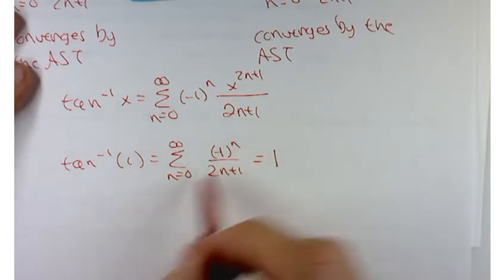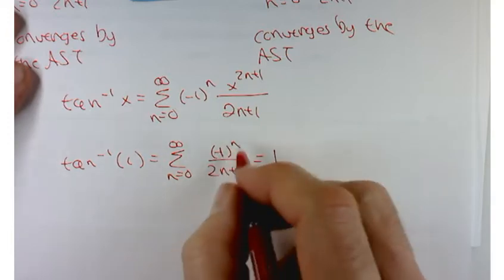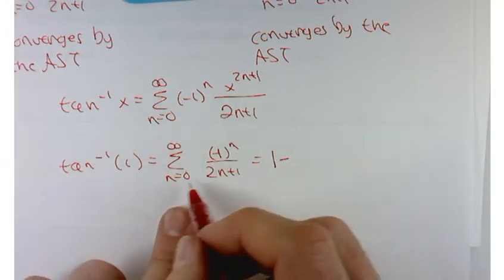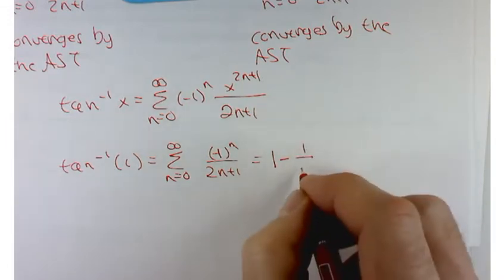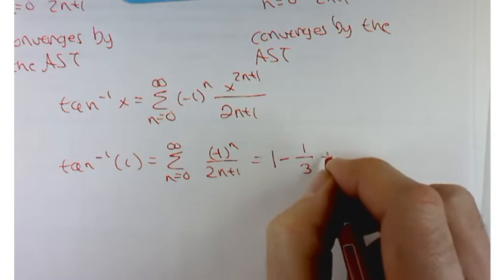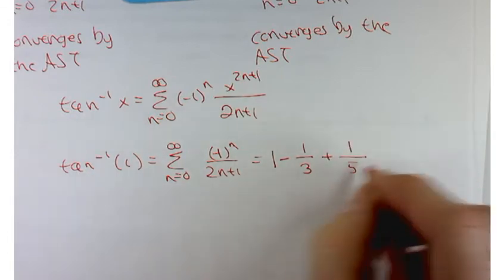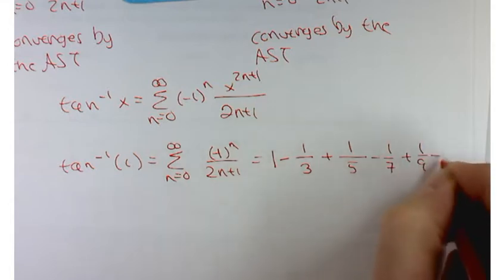Well, at n equals 0, you get this to the 0 power divided by 1. So 1 divided by 1 is 1. Minus, at n equals 1, now what are you going to get? Negative 1/3 plus 1/5 minus 1/7 plus 1/9, and so on.